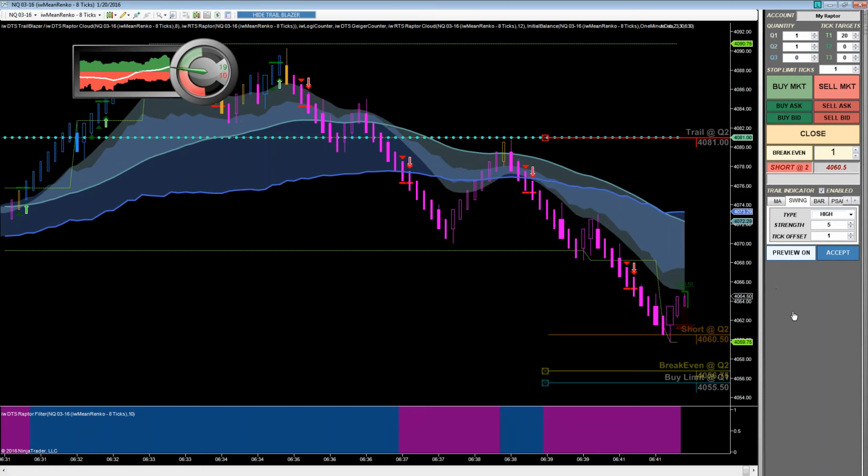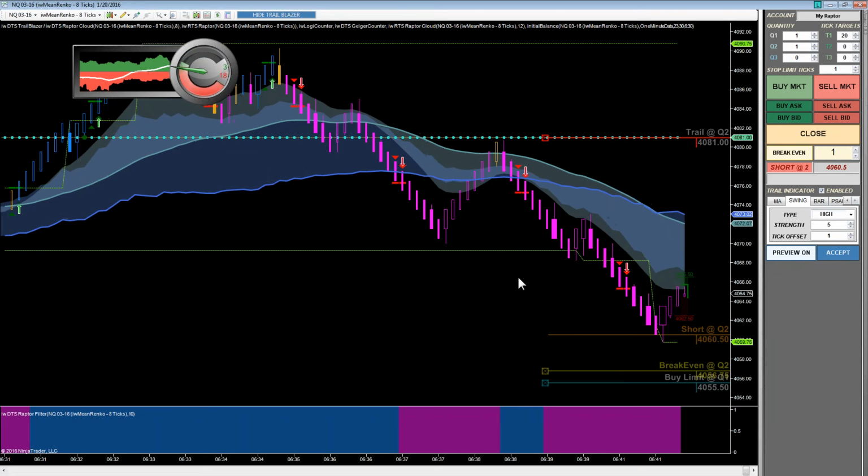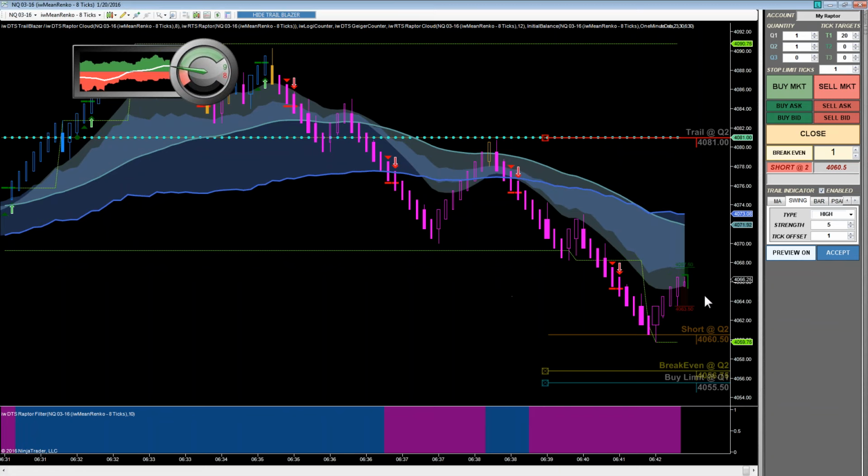Now, just because I happen to have the Trailblazer here on the Raptor does not mean you cannot put the Trailblazer, say, on the Hawk Scalper or the Falcon Swing Trader or the Eagle Trend Trader, even for that matter. And likewise, it does not mean that you cannot put the Trade Manager here on the Raptor.